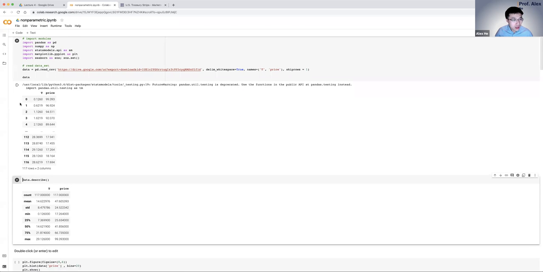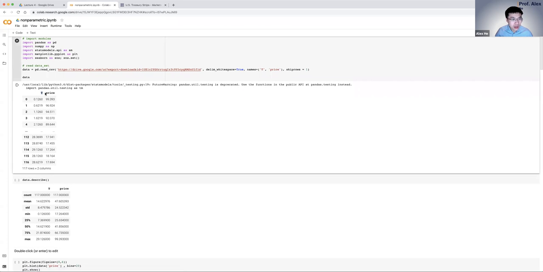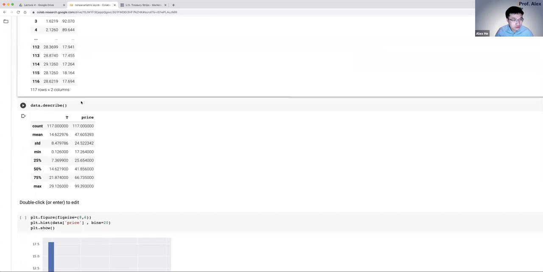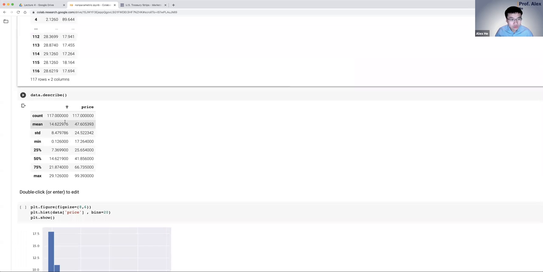data frame with two variables. One is the time T and one is the price. And there are 117 observations that go all the way from 0.1 to 28 years. Okay. And then you can also look at what is the variation in that data.